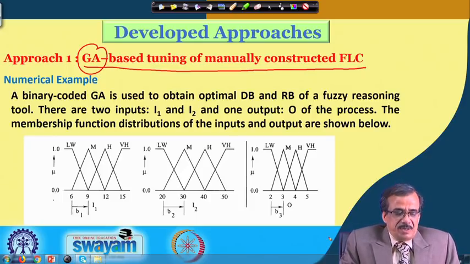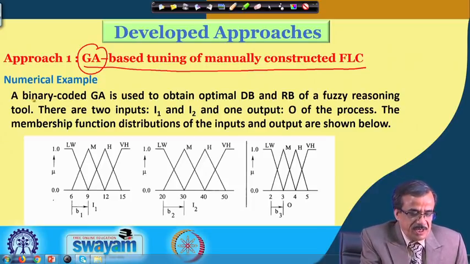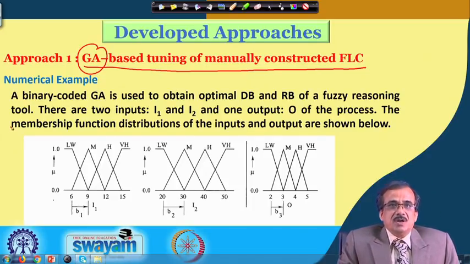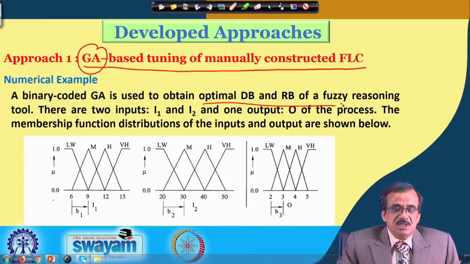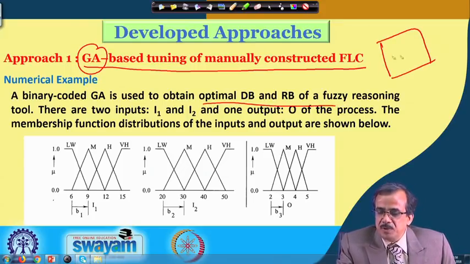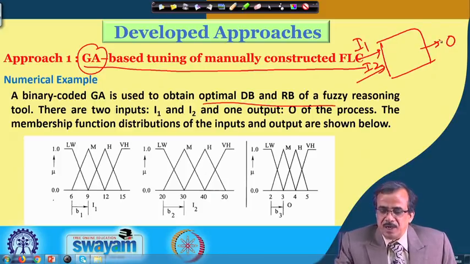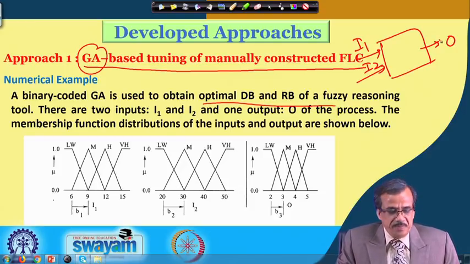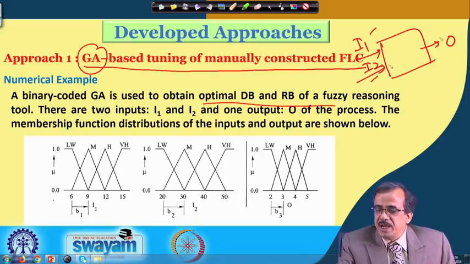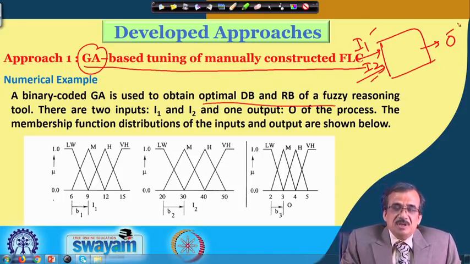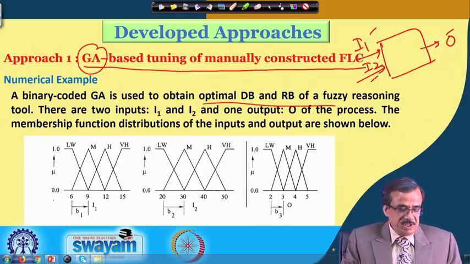As I told, we are going to take the help of one binary coded genetic algorithm here. A binary coded genetic algorithm is used to obtain the optimal database and rule base of a fuzzy reasoning tool, and let me consider a process having, say, 2 inputs and 1 output. The 2 inputs are I1 and I2, and we have one output that is denoted by O. The membership function distributions of the inputs I1 and I2 and the output O are assumed to be triangular in nature for simplicity.